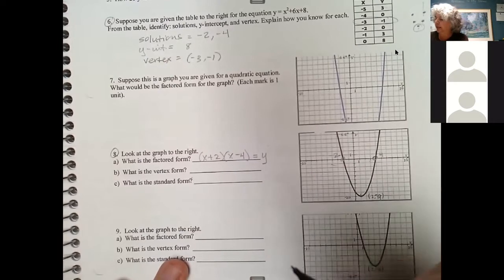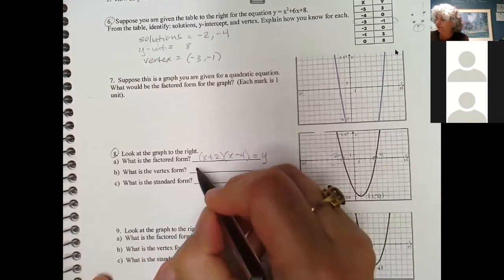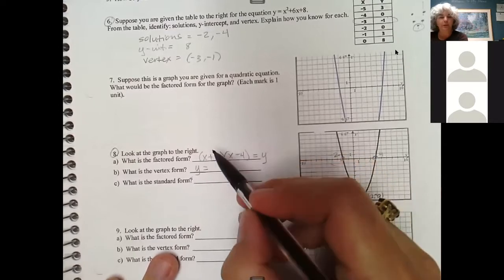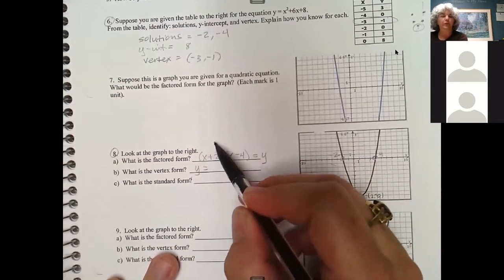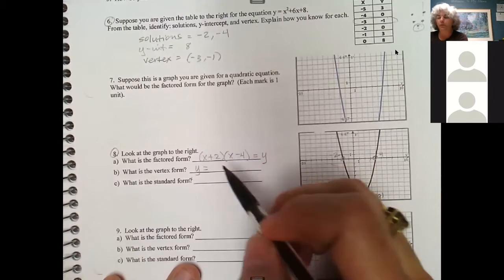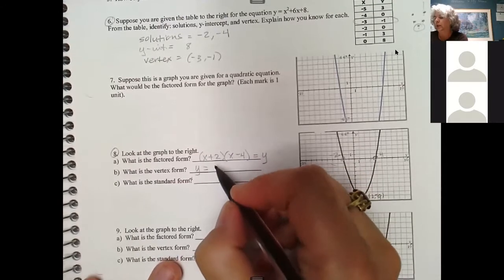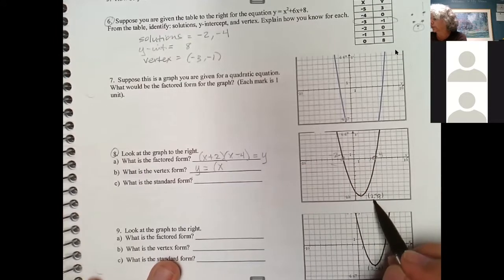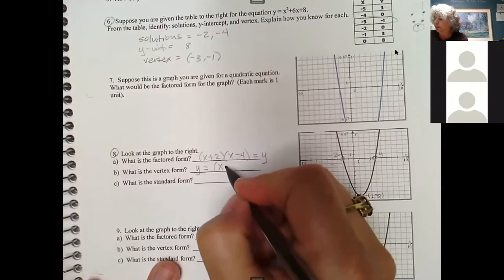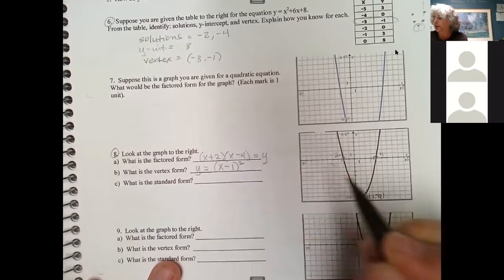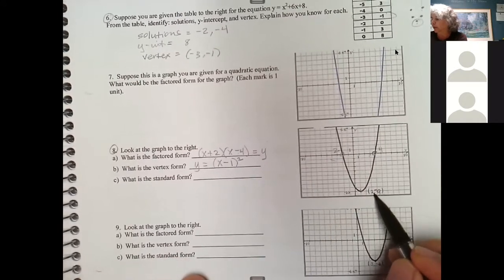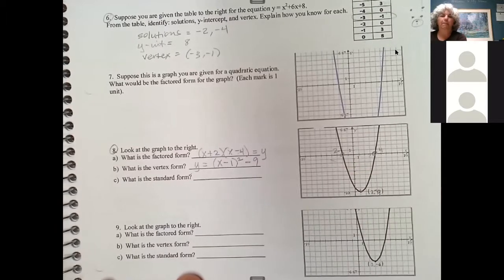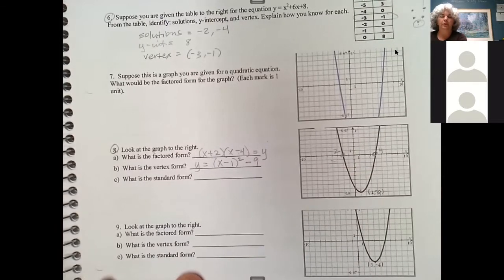And so I want to put that into vertex form. So I'm going to say y equals. The a is going to be the same as it would be up here. If I were to multiply that through, it would just be x squared, no other number in front. So the a is 1. And then I want to say x minus the x coordinate of the vertex. So x minus 1 squared plus the y coordinate. Whatever that y coordinate is goes right here. So it's -9. And that's vertex form.